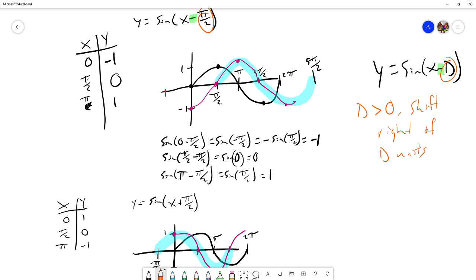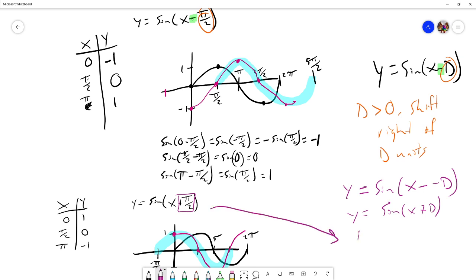But when we have the plus over here, let's make a box here. So when we have a plus there, that's like this situation when you have y is equal to sine of x minus a negative value, right? Because this is the same thing as x plus d, right? So in other words, in this situation here, when you see this plus sign, you need to think of d actually being negative, and you have to shift left d units.